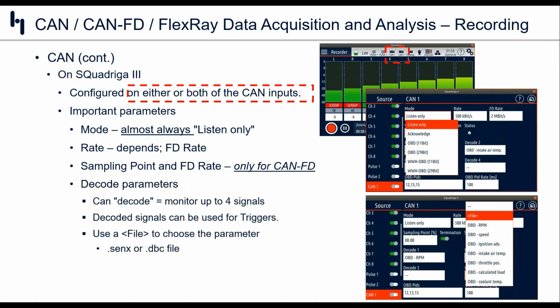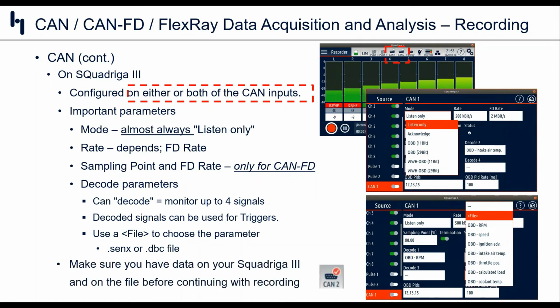So decode parameters. Decode on Squadriga 3 means to monitor up to 4 signals. Decoded signals can be used for triggers. So you want to start at 1,000 RPM and stop recording at 6,000 RPM. You could have that engine speed determined from a decoded CAN signal monitoring engine RPM. So you use a file here to choose a specific parameter on the DBC file, or you can even create a CenX file, Artemis Suite sensor library.